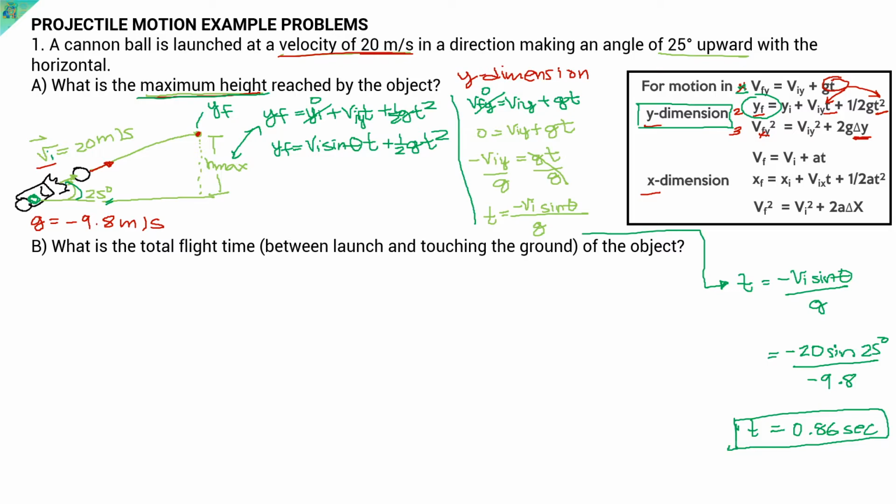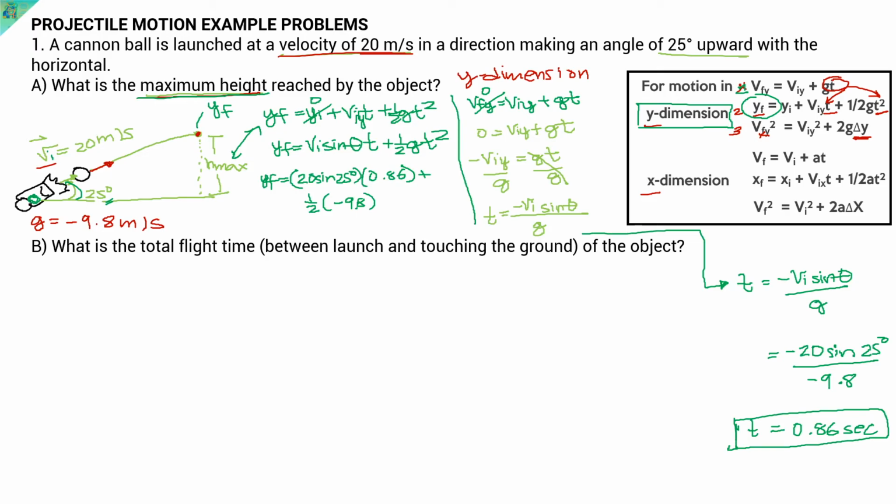Okay, let's write down. YF is equal to VI sine theta, that is 20 sine 25 degrees multiplied by our time, which is 0.86, plus 1/2 negative 9.8. That's gravity. Still multiplied by our time, that is 0.86 squared. Okay.